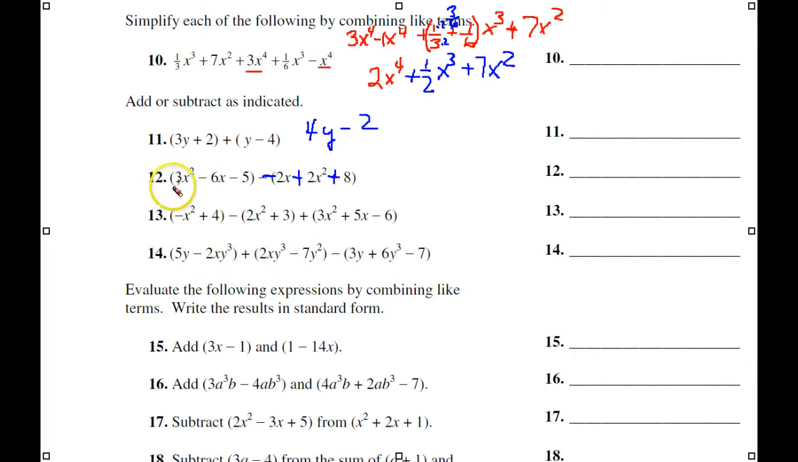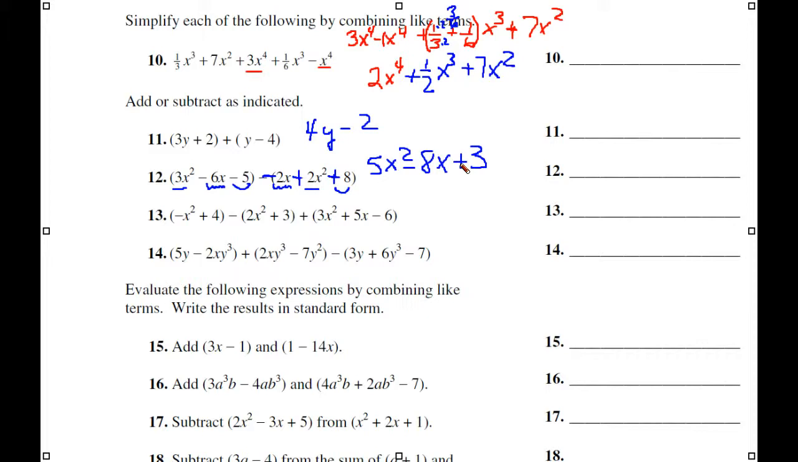So here our like term is this and this, which then becomes 5x squared. And then we have x's here. This will become a negative 8x. And then we have just these last two, this one and this one, which gives me a plus 3. And I probably should check my answers. And that looks good.